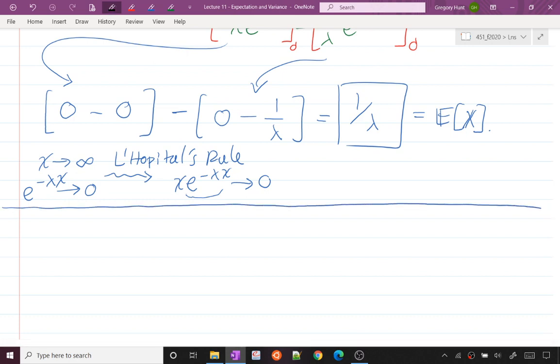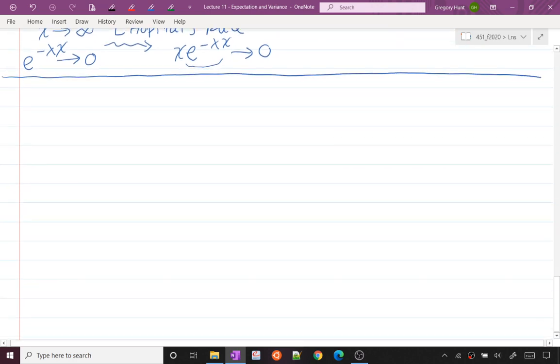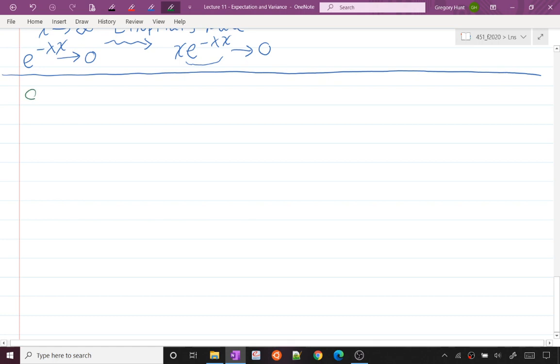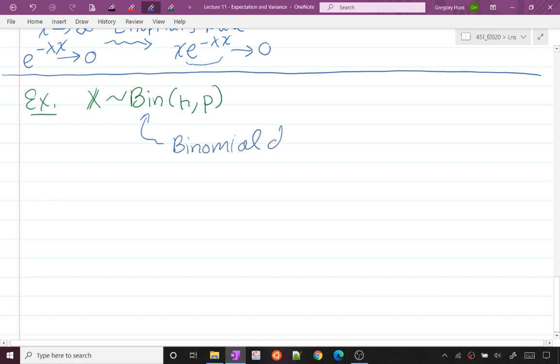Let's look at some more examples. Now let's look at a discrete example. So let's look at a binomial distribution. So here's my notation. Again, BIN stands for the binomial distribution. And this is a discrete distribution.